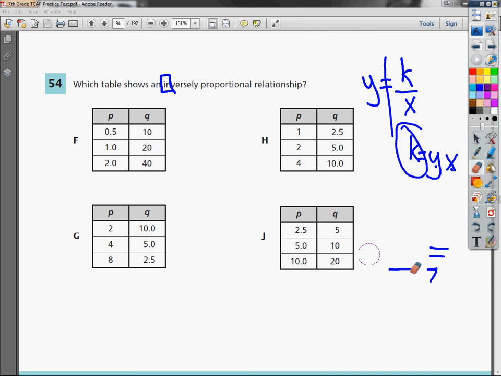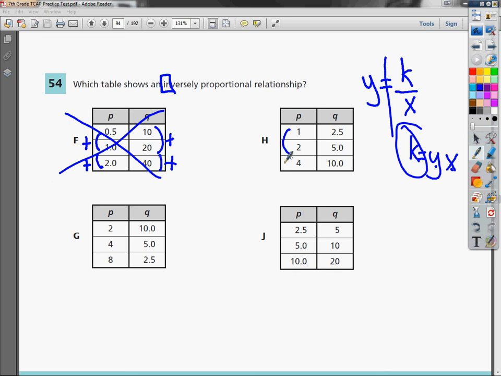So let's look at the p and q values here. I don't know why they didn't just use x and y, but I guess they didn't feel like it. And see, if one goes up and the other one goes up, it's not one of our correct answer choices. So let's look at the first one, letter F. F, 0.5 to 1 is an increase. 1 to 2 is an increase. 10 to 20 is an increase. 20 to 40 is an increase. These are increasing on both sides, so that's not an inverse proportion.